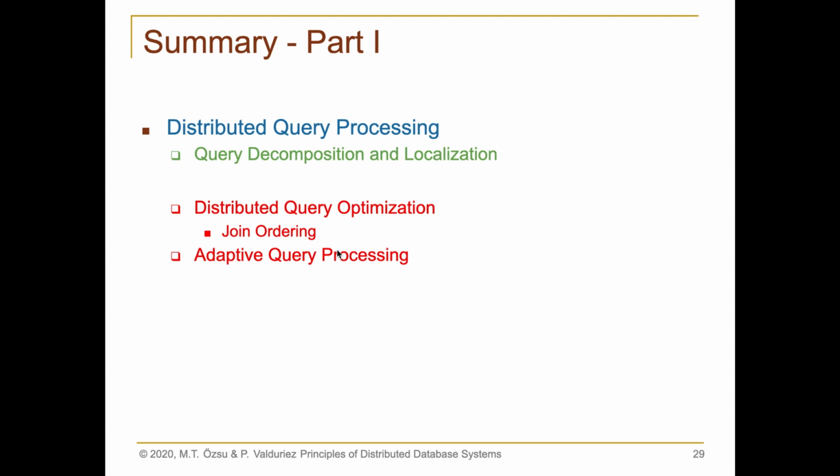Okay, so far we have been discussing the two major components of distributed query processing, which are query decomposition and localization. We have seen how to decompose queries by using different operations like normalization, analysis, simplification, and restructuring. And also we have seen different ways of localizing queries by using fragment schema.